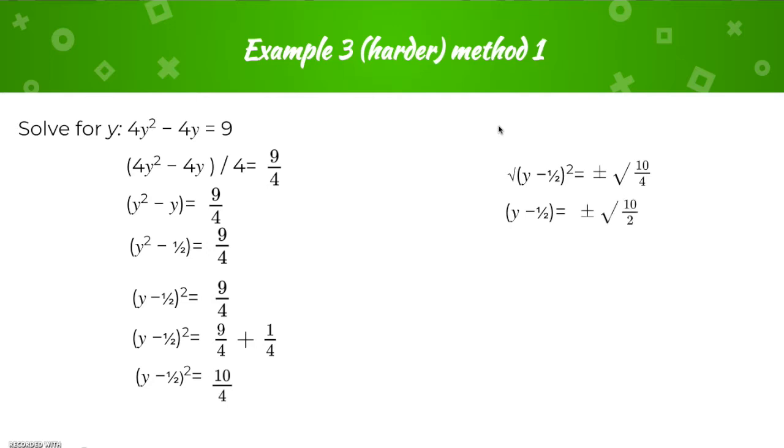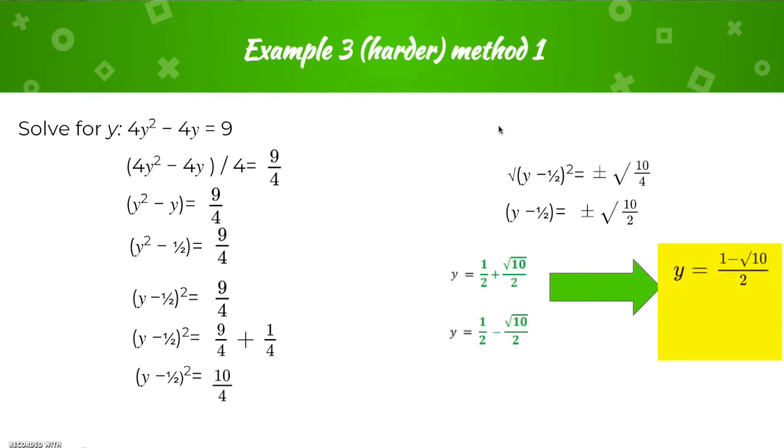Then you try to solve for y, so you isolate y. So you end up having these two answers: y equals 1 minus square root of 10 over 2, or y equals 1 plus square root of 10 over 2. That's the first method, so you divide everything by 4. The second method is by factoring.